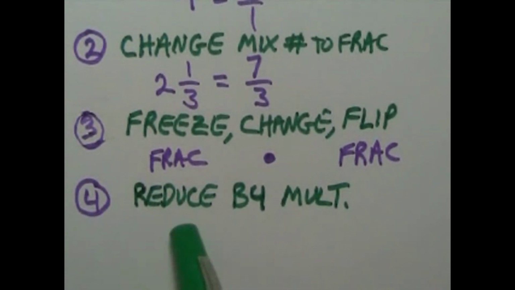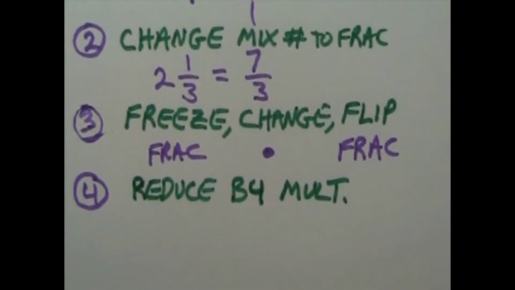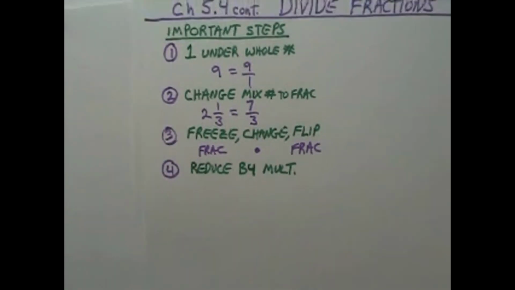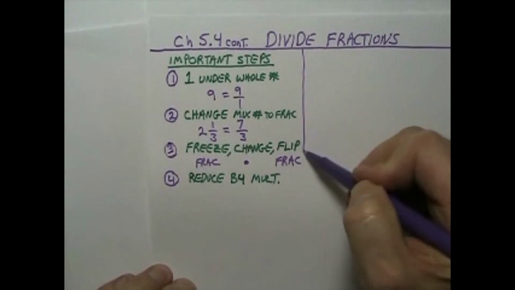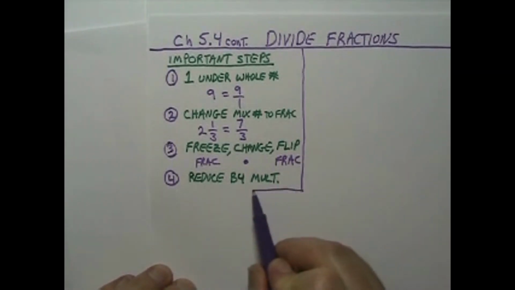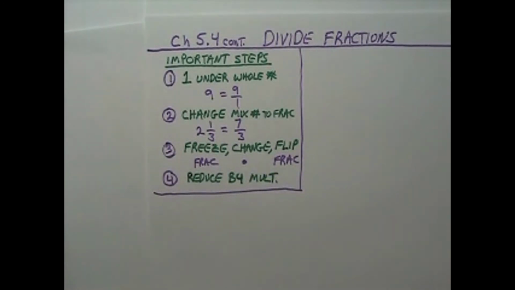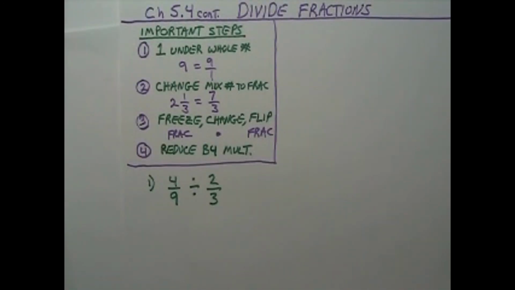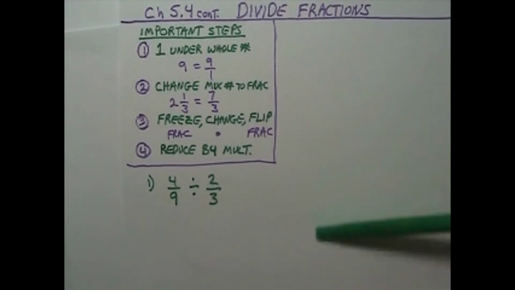And of course, the last step is to reduce before multiplying. So I'm just going to kind of box that in. And these are the 4 steps that you need to follow. Okay, we're going to do 6 examples. I'm going to go down my page and come back up to the top and go down.